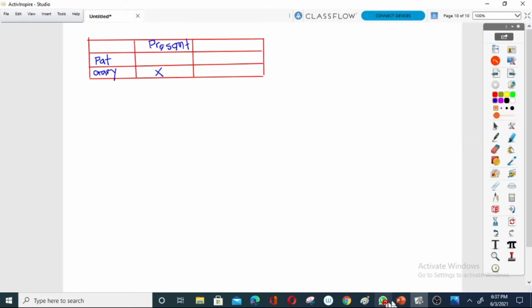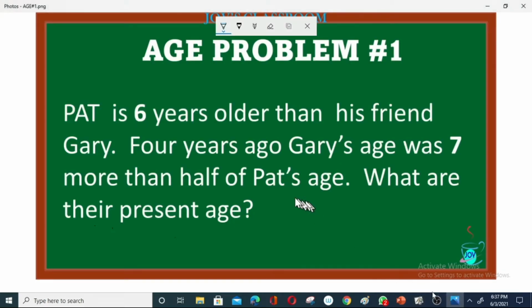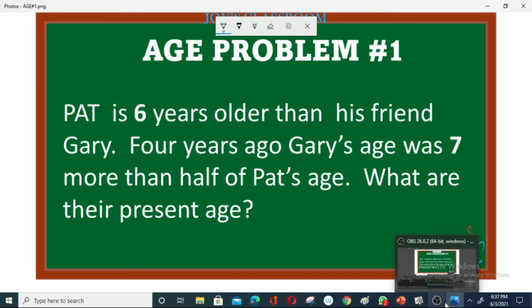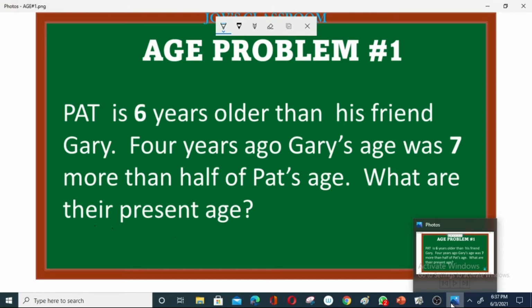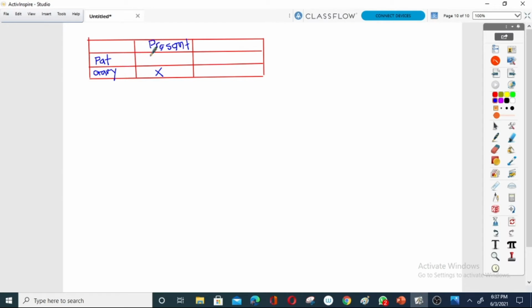Okay, so Pat is 6 years older. Pat is 6 years older than his friend X, Gary. So we need to add 6 to his present age: X plus 6, because Pat is 6 years older than Gary. So these are now the representation of the present ages of these two persons.